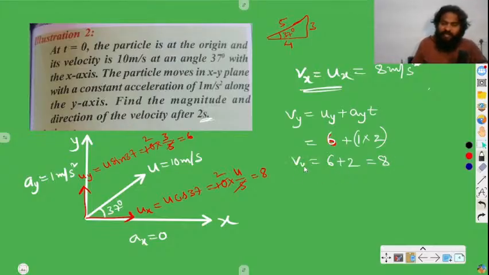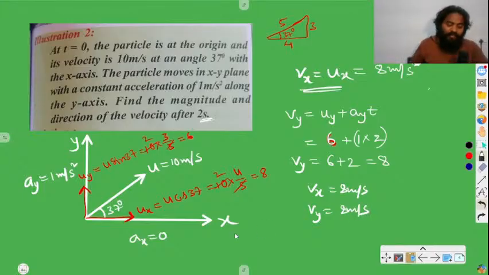So 8 is Vy. Vx, velocity along the x-axis, is equal to 8 meter per second. It is constant throughout the journey. You should remember that this is ax. And what about Vy? Vx and Vy, this is also 8 meter per second.